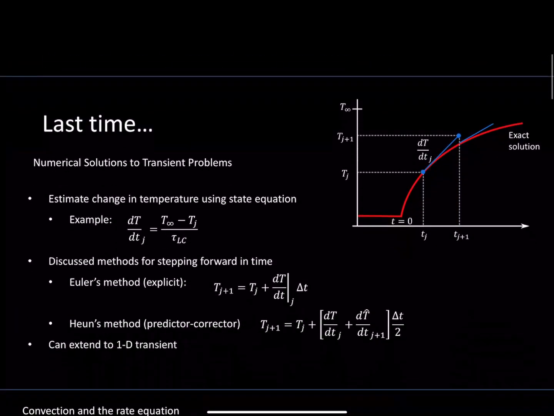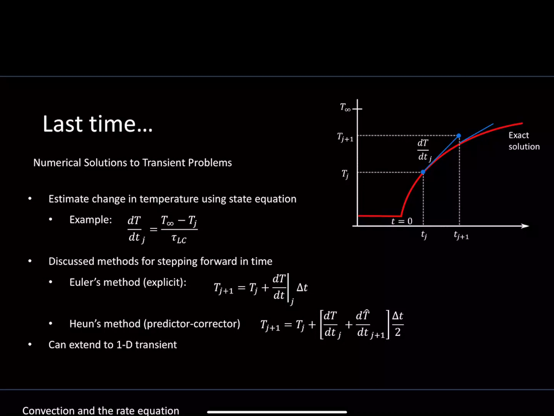So if you remember last time, just as a quick recap, we wrapped up our numerical solutions to transient problems. For these, what we were expecting to do was to develop a state equation that lets us predict the temperature rate of change with respect to time, and then use that to take a numerical step forward over some finite time step to predict the temperature in the coming time, and then just continue on until we've gone far enough where we're happy.